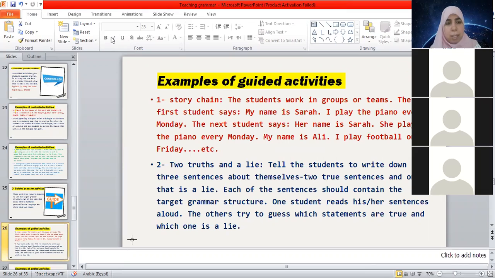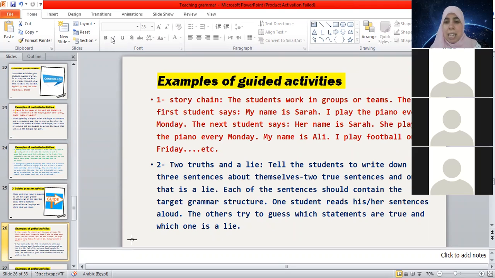The next one will say the same sentence about his friend, and after that he will talk about himself. So he will say, her name is Sarah. She plays the piano every Monday. My name is Ali. I play football on Friday. The third student will say, her name is Sarah. She plays the piano every day. His name is Ali. He plays football on Friday. My name is Hana. I cook every day, for example.